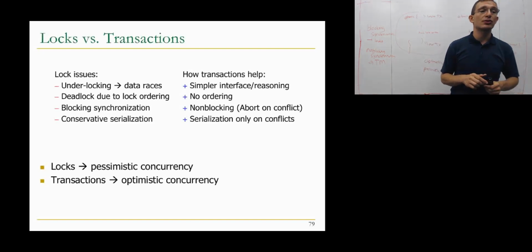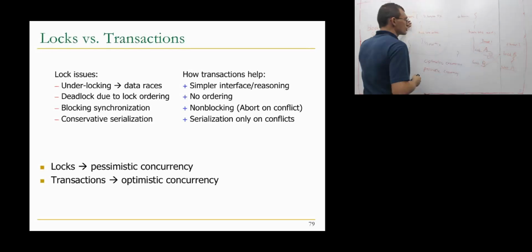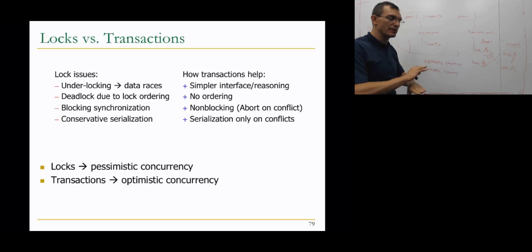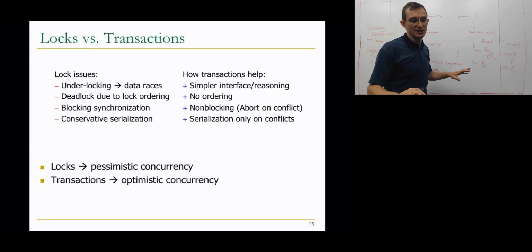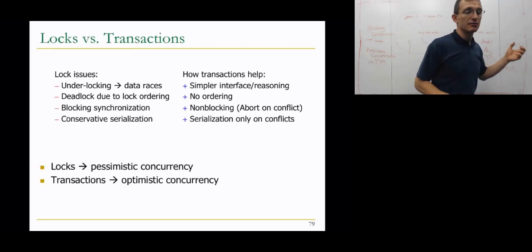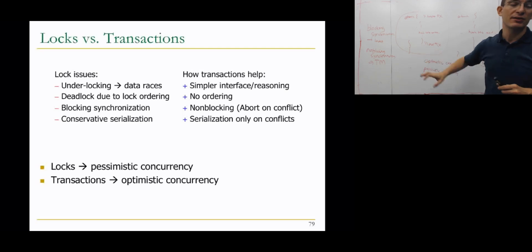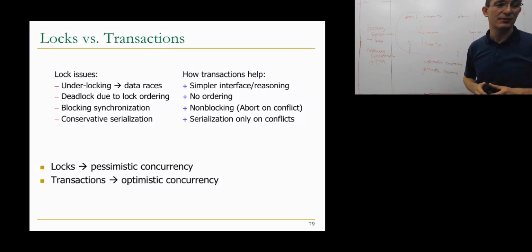Locks have deadlock due to lock ordering, whereas transactions have no ordering of locks because there are no locks to begin with, right? As we discussed. There can be no deadlocks in transactions unless the transactional memory manager somehow does a wrong thing. But that's not the responsibility of the programmer. Locks lead to blocking synchronization, whereas transactions are non-blocking, as we discussed earlier. Basically, whenever there's a conflict, one of the transactions aborts, and the transaction is executed optimistically, as we've discussed.